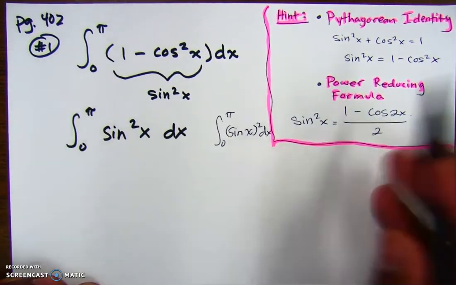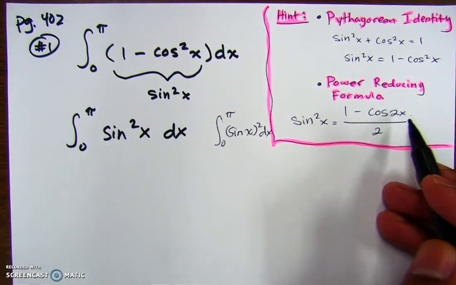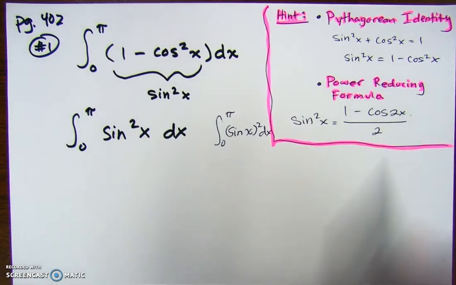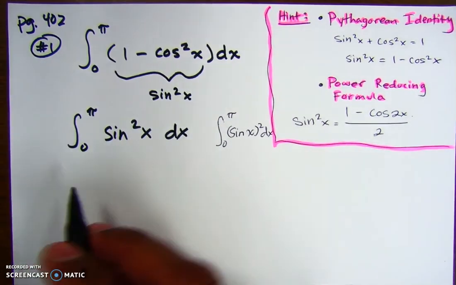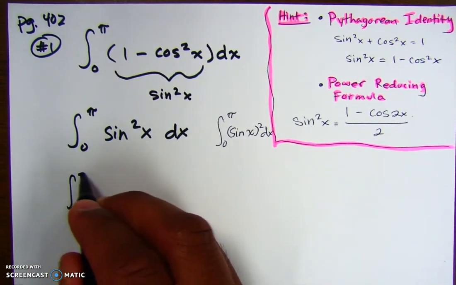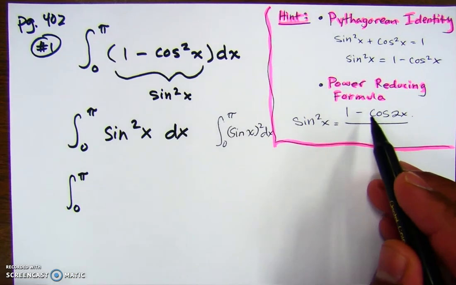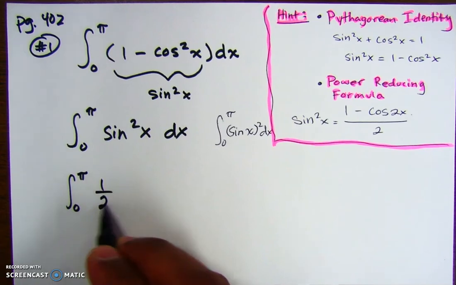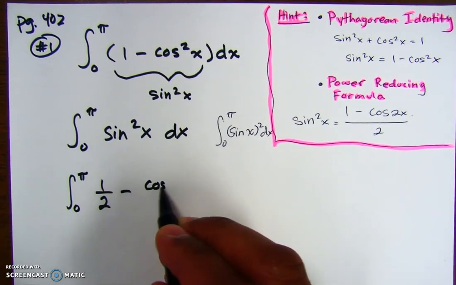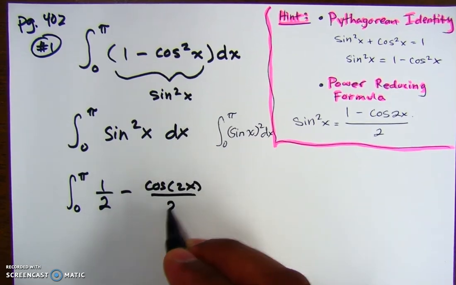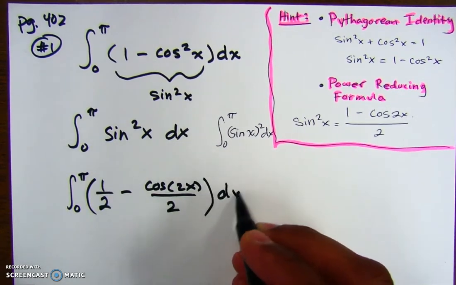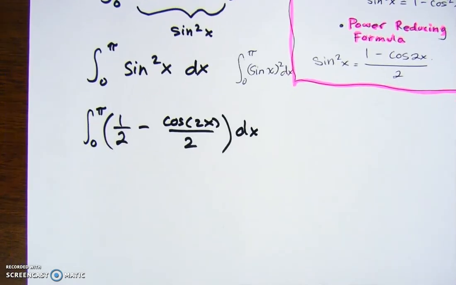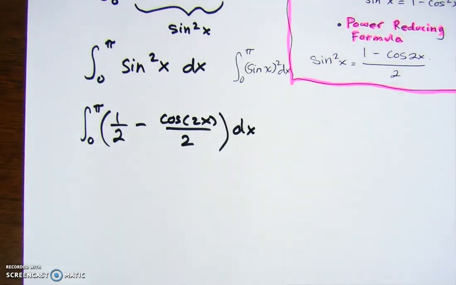So if you use the power reducing formula, we know that sine squared x equals 1 minus cosine of 2x over 2. And you know that if we have a binomial up top in the numerator over a common denominator, we can split them up to something like this. And then from here we can go ahead and split the integrals.